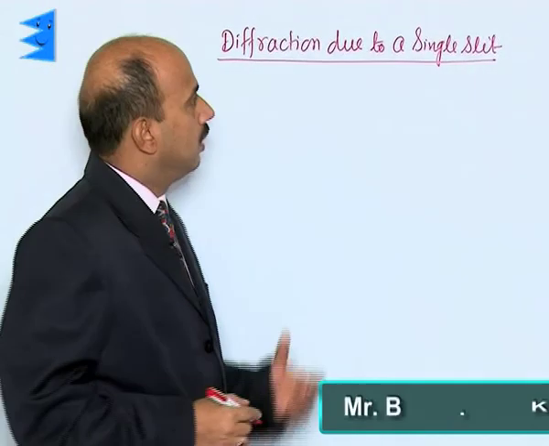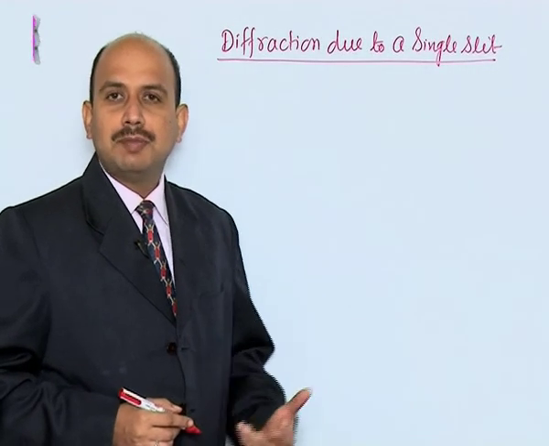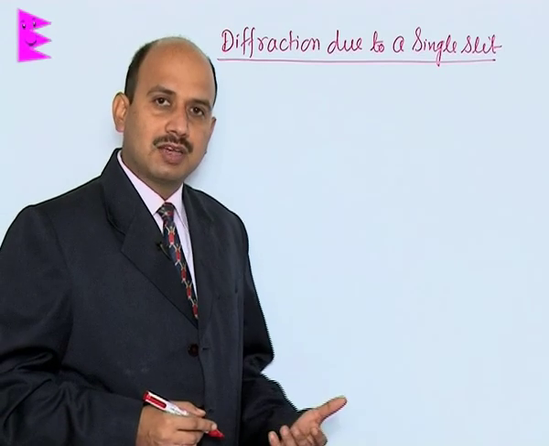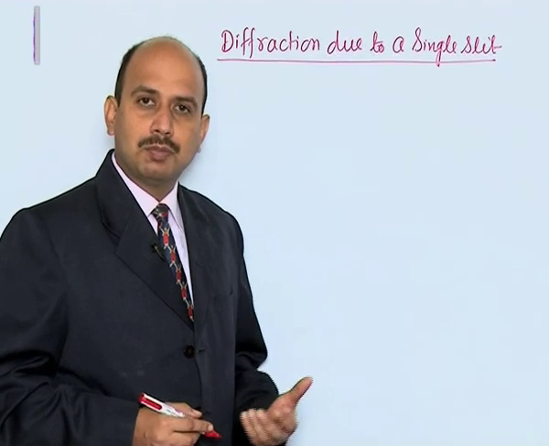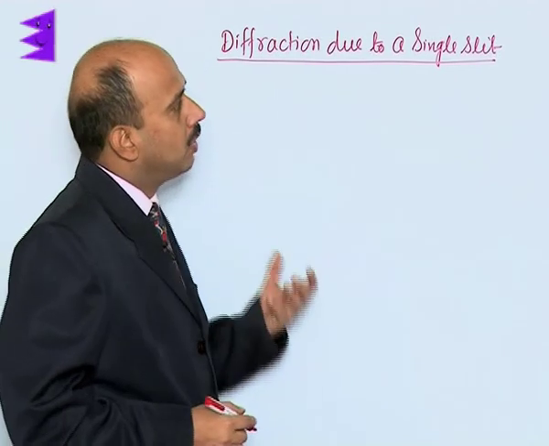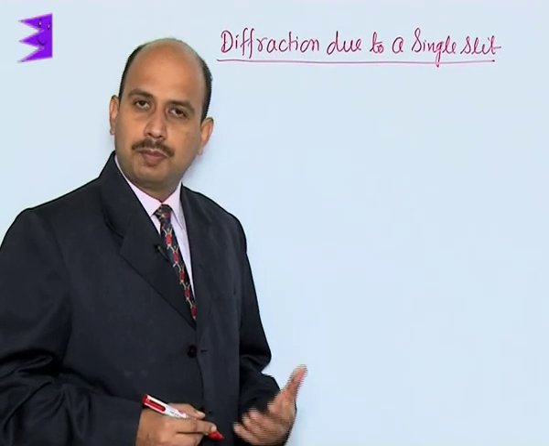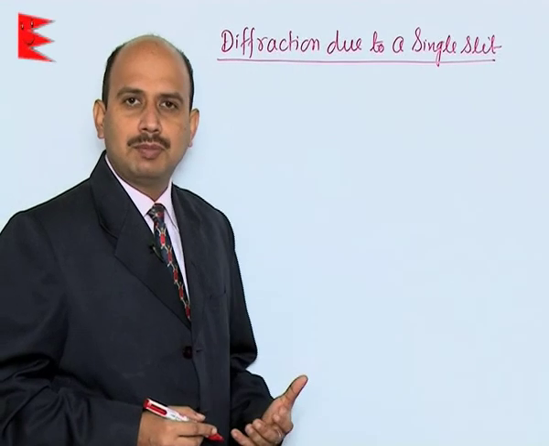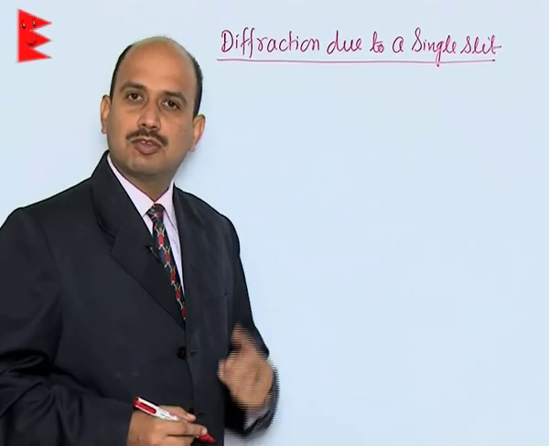Now see here, diffraction due to a single slit. So we are going to discuss the experimental study of the diffraction. We have already seen what diffraction is, and we have seen the spreading of light through an aperture. But now, where the maximum intensity is obtained and what the width of that is, a complete experimental study is done by using this experiment.